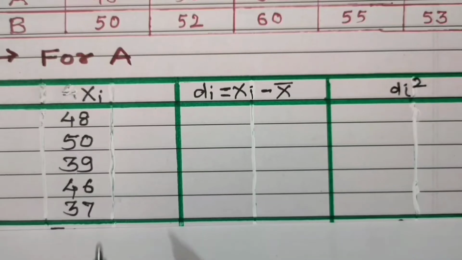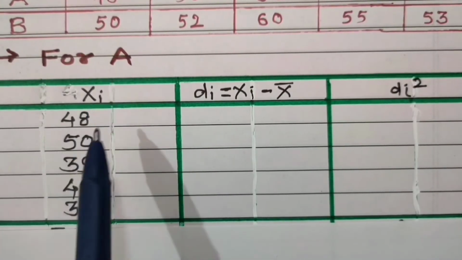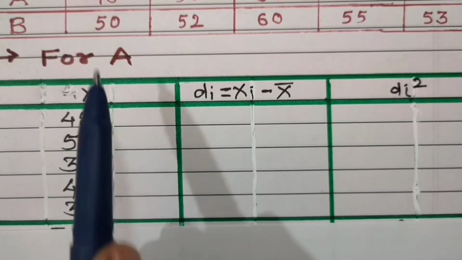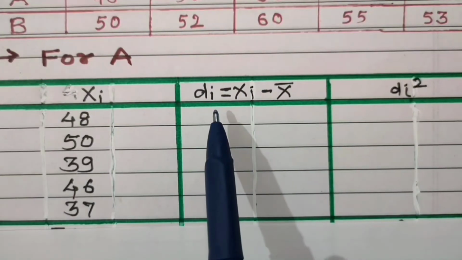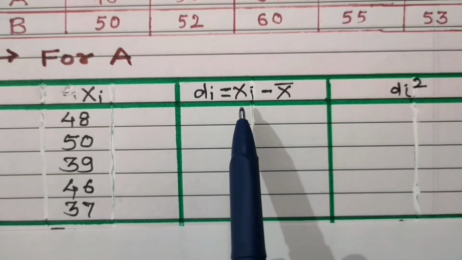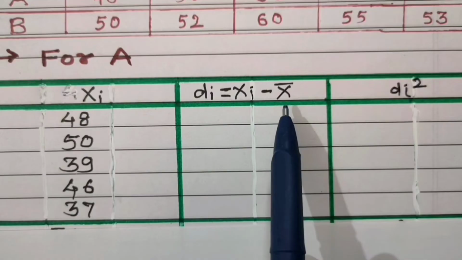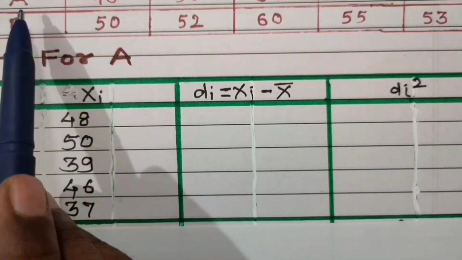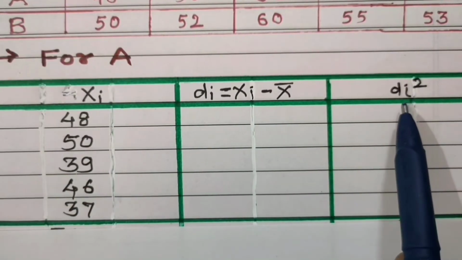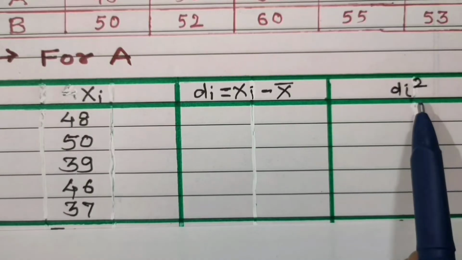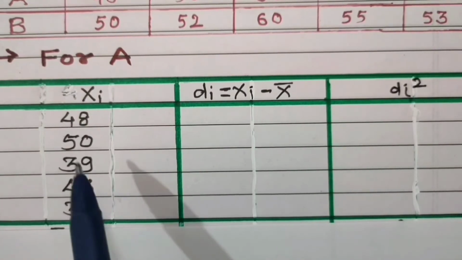First of all, prepare a table for A. First column of xi. Xi means these values. Di is nothing but the second column, which is given by xi minus x bar, where x bar is the mean of the values of A. And the last, third column, which is di square. So first of all, we have to find out x bar.